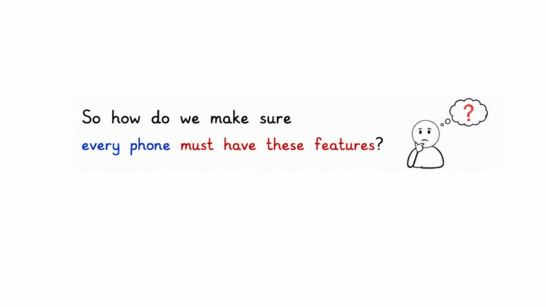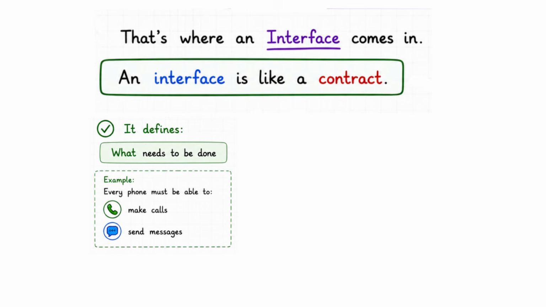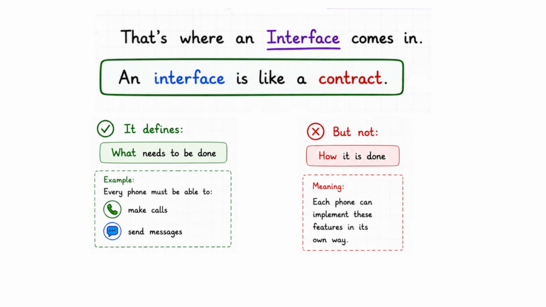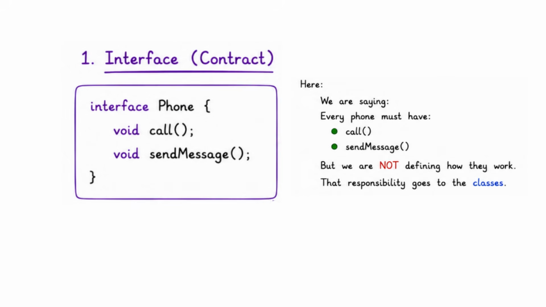So how do we make sure every phone must have these features? That's where an interface comes in. An interface is like a contract. It defines what needs to be done, but not how it is done. Now let's assume we define an interface Phone, and we define two methods: call and send message.